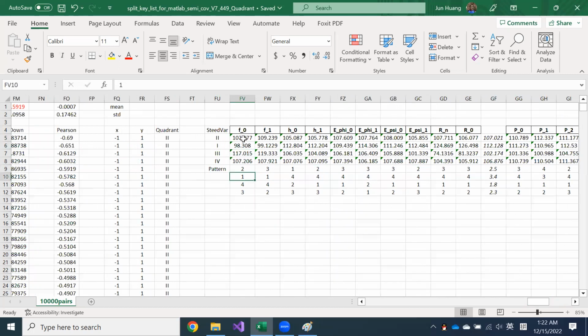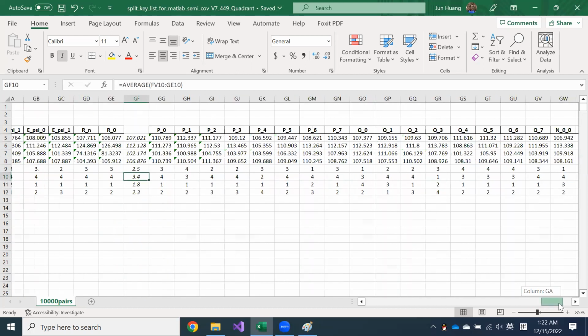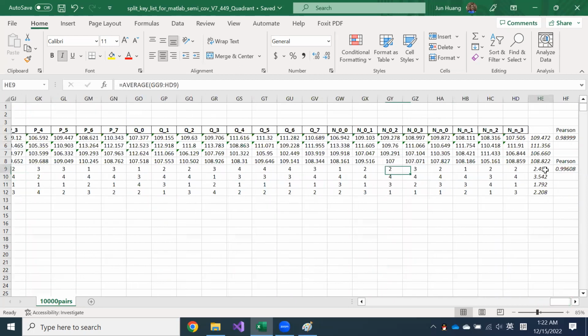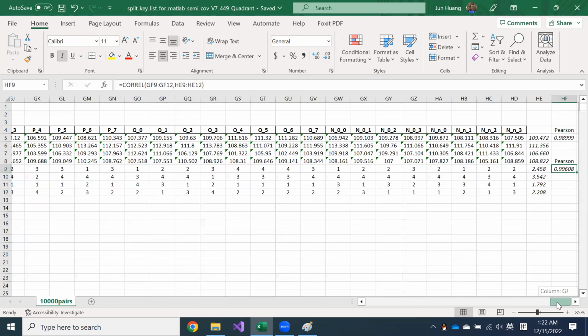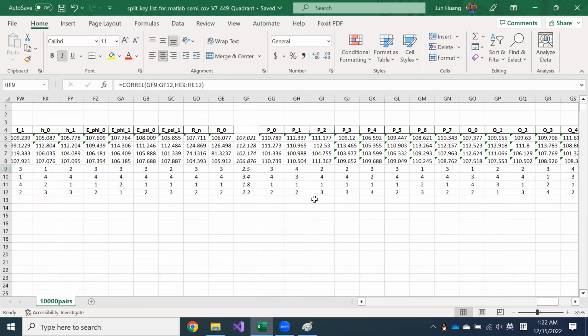Or the other way, if we look at the pattern when we sort them, this one is the smallest, we say 1, this one is the second smallest, 2, this one is 3, and the biggest is 4. If we make it an order and try to find a pattern, we end up with the same thing. We get the average for the 4 regions, and then we calculate a Pearson correlation, still 0.99608.